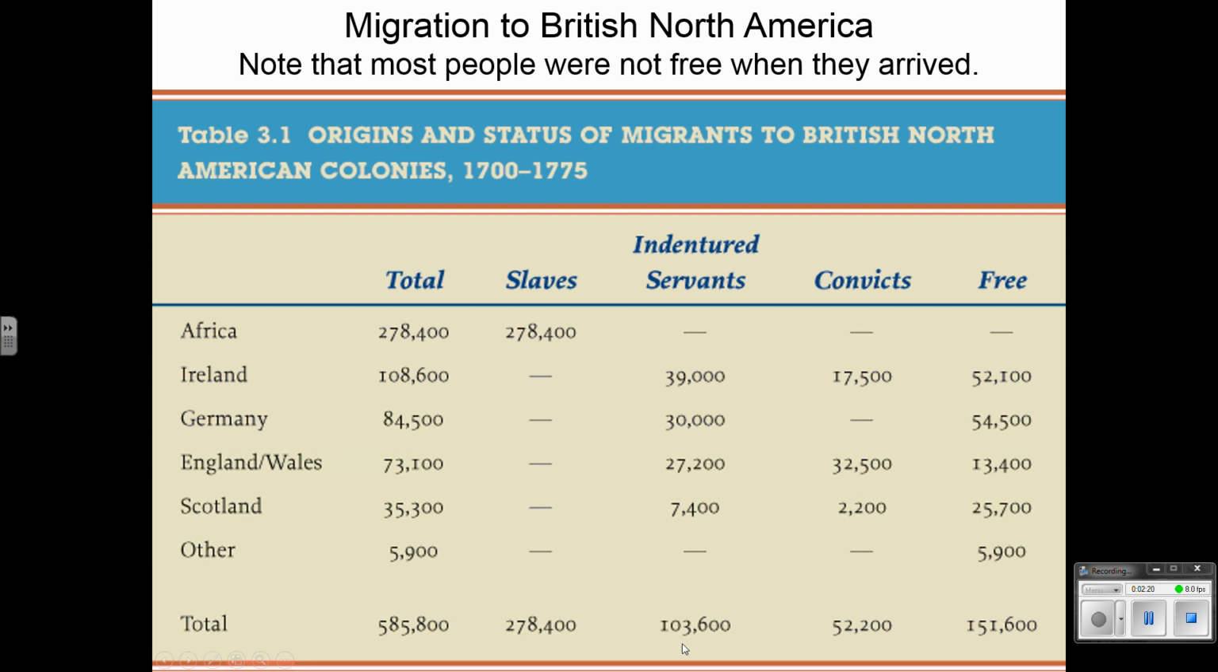Another 100,000 were indentured servants when they came, and another 50,000 were convicts when they came, often to avoid a terrible punishment up to execution in England. And only 151,000 were free when they came. That's a little over 1/4 of the total. So we need to understand this. This was not voluntary migration for the most part.